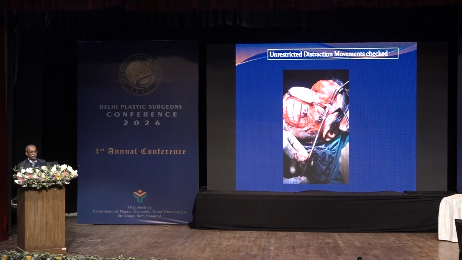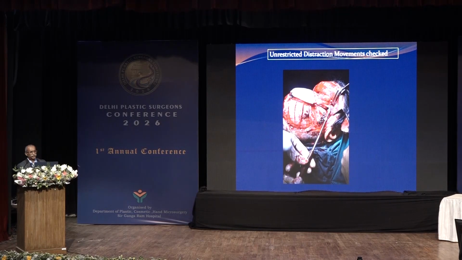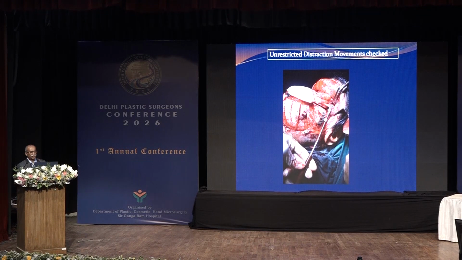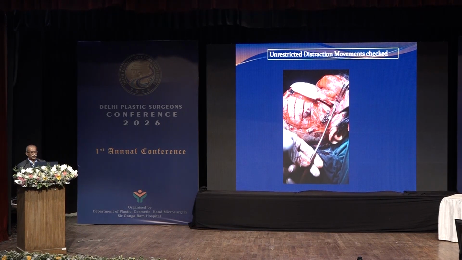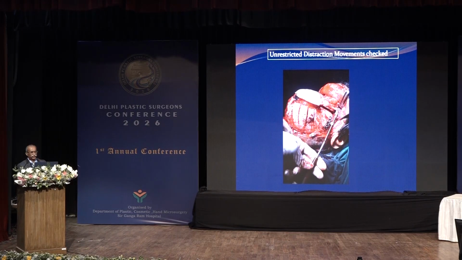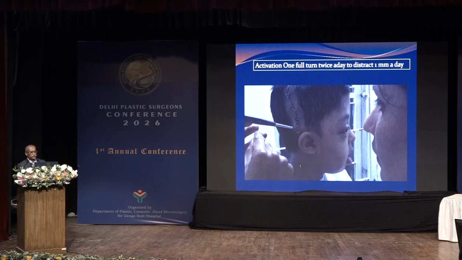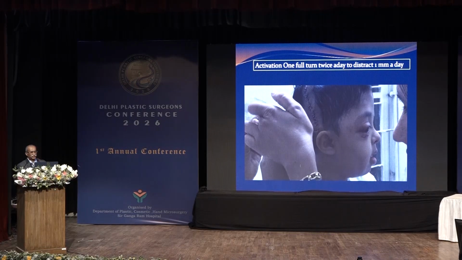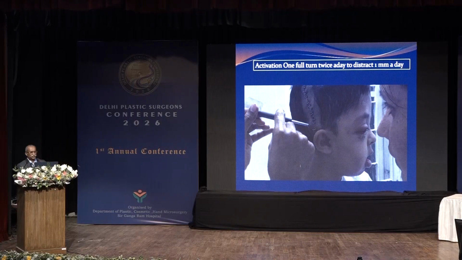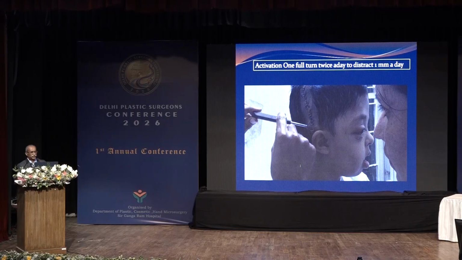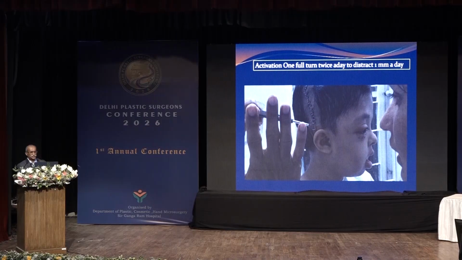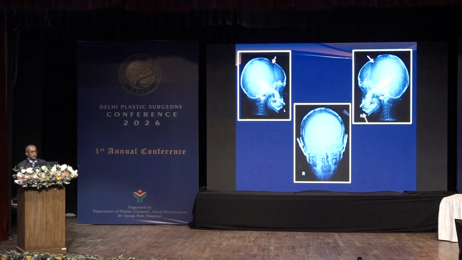And again the activation is done on table to confirm that your assembly is moving fine, as a monoblock, the both maxilla, orbit and forehead moving together. Then on the 5th postoperative day, we teach the parents how to move the activator, 1 turn in the morning, 1 in the evening, which is done by the parents. And this is how you achieve the distraction, both the forehead and the maxilla.